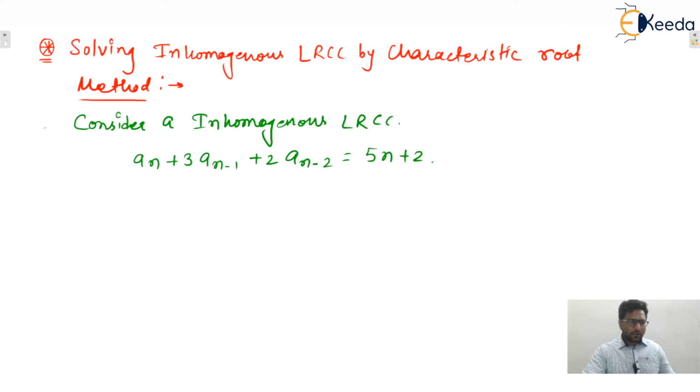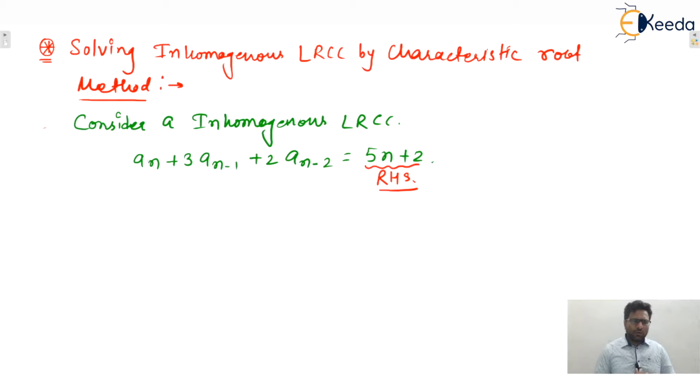So here, observe: if we shift the recursive terms to the left hand side, then in the right hand side 0 is not present. That means something is there in the right hand side, so we can say that this one is an inhomogeneous LRC. So you can see this recurrence relation is linear, and along with linear it is LRCC, and in LRCC it is inhomogeneous. LRCC stands for linear recurrence relation with constant coefficient.